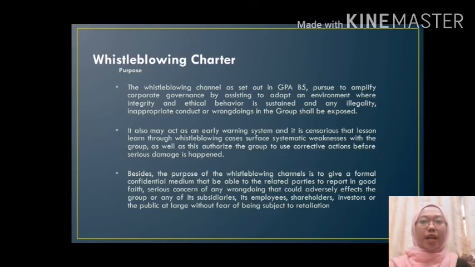It may also act as an early warning system, and it is critical that lessons learned through whistleblowing cases surface systematic weaknesses within the group, as well as enable the group to take corrective action before serious damage happens. Besides, the purpose of the whistleblowing channel is to give a formal confidential medium for related parties to report in good faith serious concerns of any wrongdoing that could adversely affect the group or any of its subsidiaries, its employees, shareholders, investors or the public at large without fear of being subjected to retaliation.